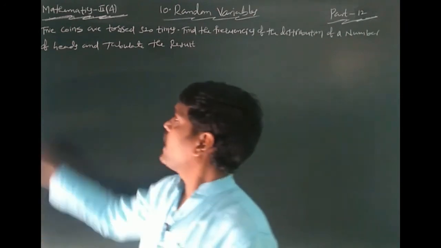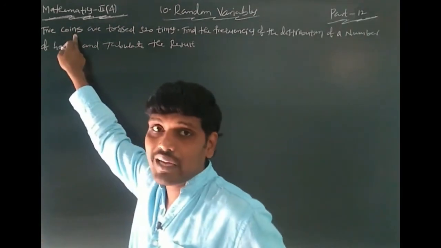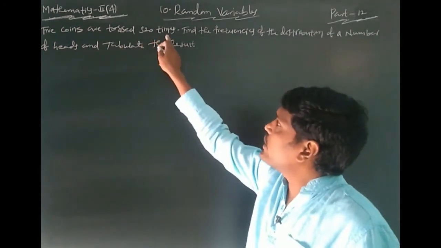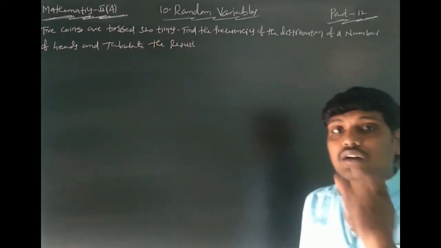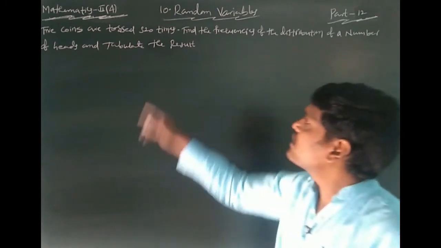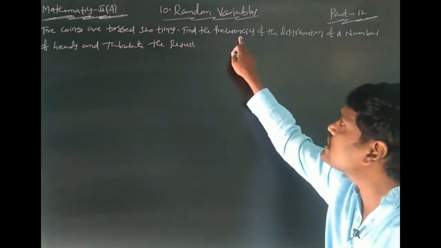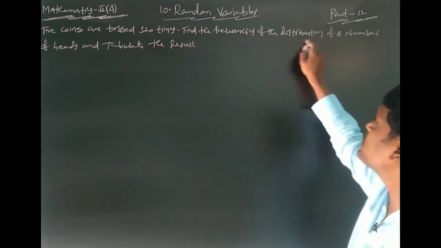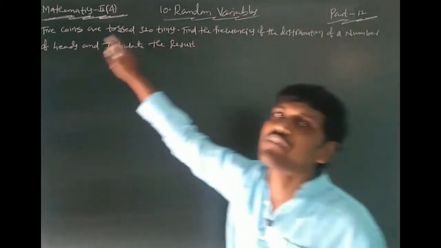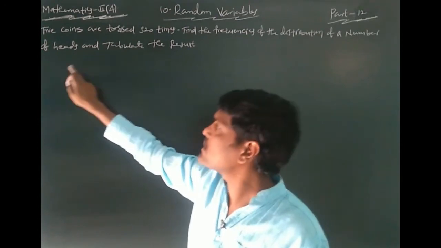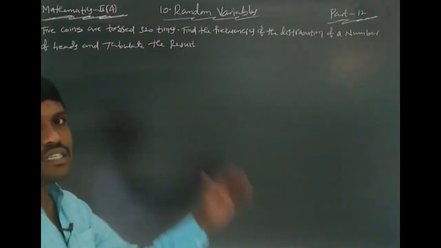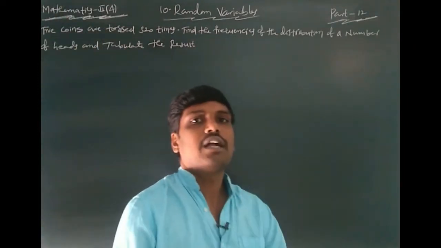What is that problem? 5 coins are tossed 320 times. Find the frequencies of the distribution, the frequency distribution of the number of heads, and tabulate the result. You can construct the result in table form.